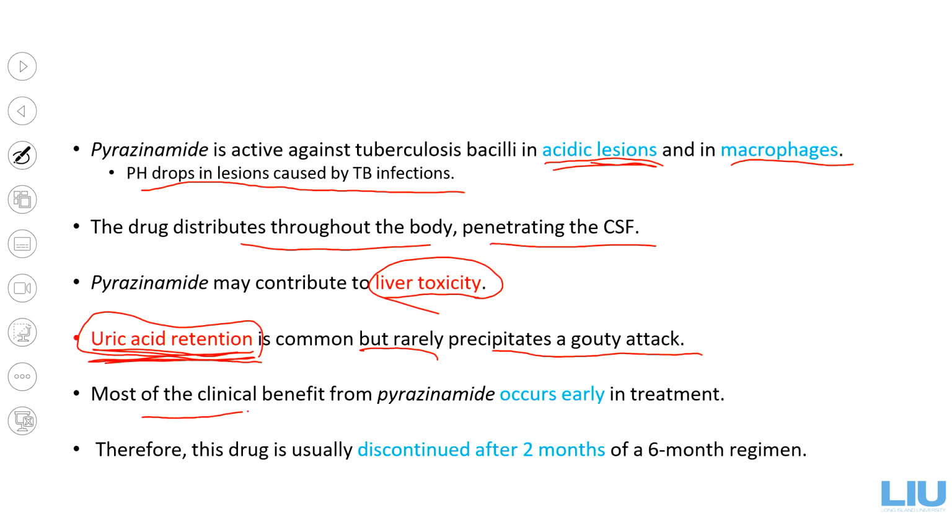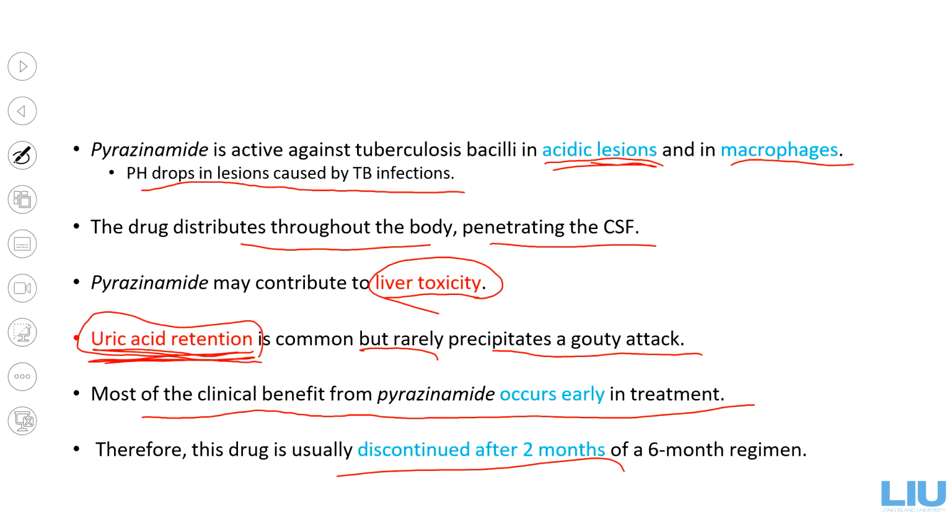Most clinical benefits occur early in treatment, which is why we stop it after 2 months. You guys remember with the 4 drugs we talked about, isoniazid, rifamycins, let's say in general, pyrazinamide, ethambutol, you administer them for 2 months in the intense phase, and then you stop the pyrazinamide and the ethambutol, and then you continue with the other two.